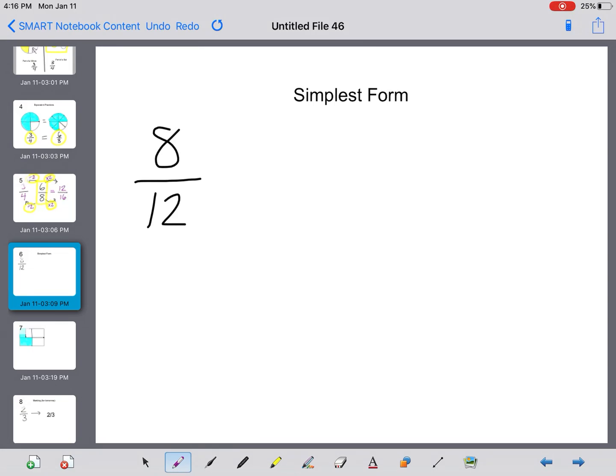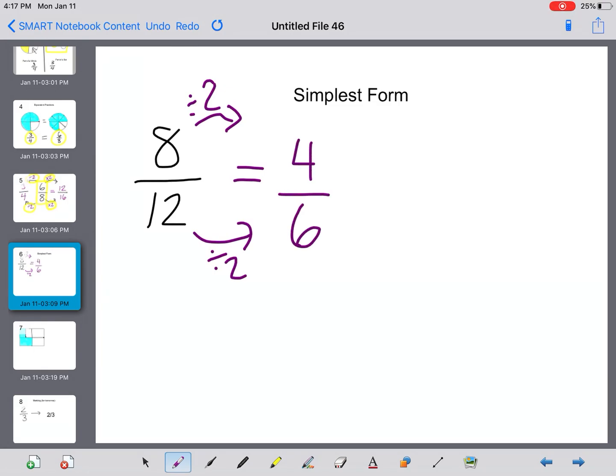Okay, so you might take a look at both of those numbers and think, well, they're both even. You can always divide even numbers by 2. So you might think to yourself, I'm going to divide both of those numbers by 2. We end up getting 4/6. Now, those are equivalent fractions, so you've done that part of it right. However, 4/6 is actually not yet in simplest form because we can continue dividing both 4 and 6 by the same number to make them even smaller.